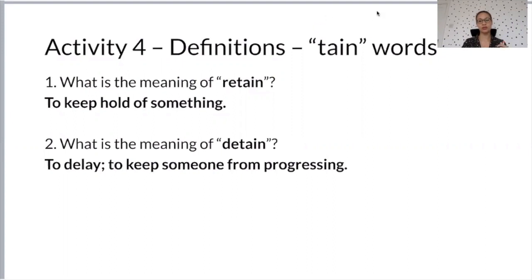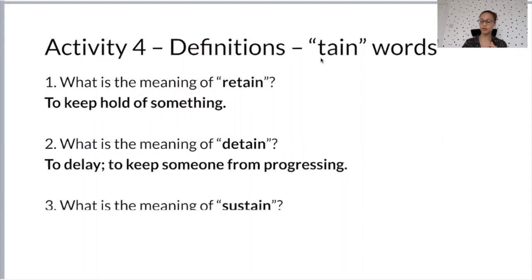So can you write those down, please? Okay, good. Well done, Evie. So you write delay. So detain is to delay, to keep someone from progressing. Make sure you've got that written down. To keep someone from progressing, to detain. Okay, and make sure you've got retain down if you missed it before. You okay? All right.